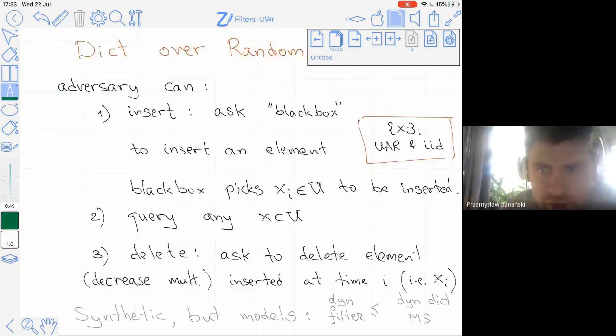So does the adversary know what element was inserted, or is it not known? No, H is hidden from the adversary. Yeah.